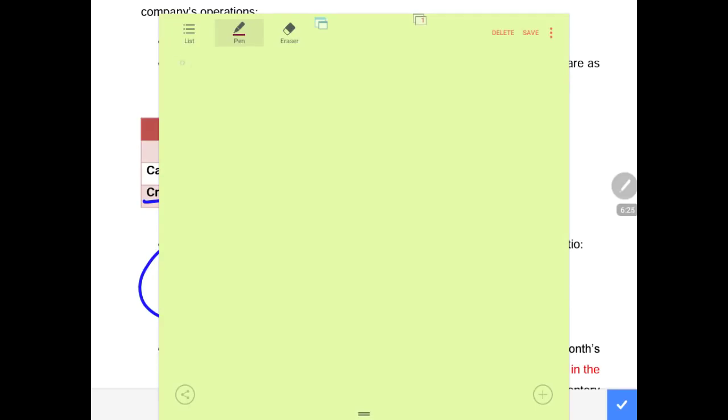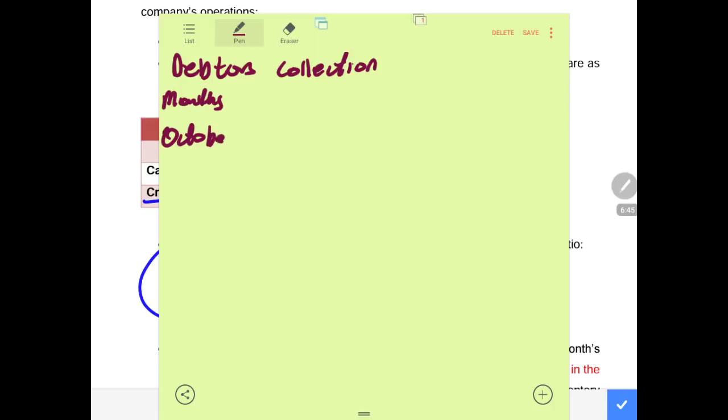Then I do my debtors collection schedule, calculating the amount of sales that will be collected in the month of the budget, meaning the month of December. My first heading will be sales month. Therefore, I need sales for October, sales for November, and sales for December.